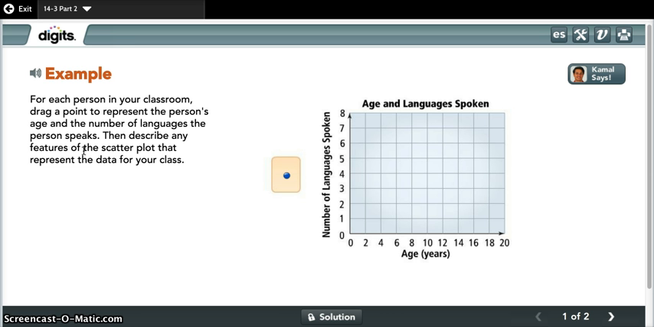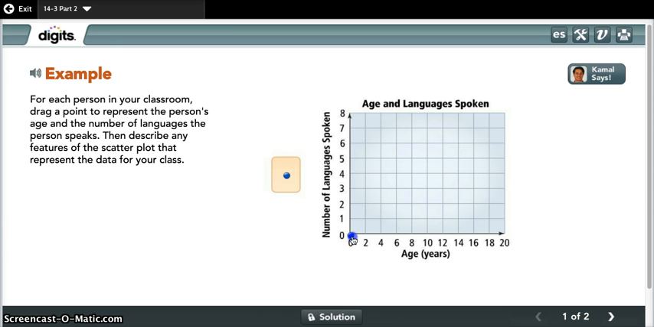So if you would like to do this, you can survey your family and do this scatter plot. However, in my family, I only have 2 people, so it wouldn't be a very good representation of data for me to do this for myself. But if we're going to make a fake graph, we could say here's the ages and the number of languages spoken.